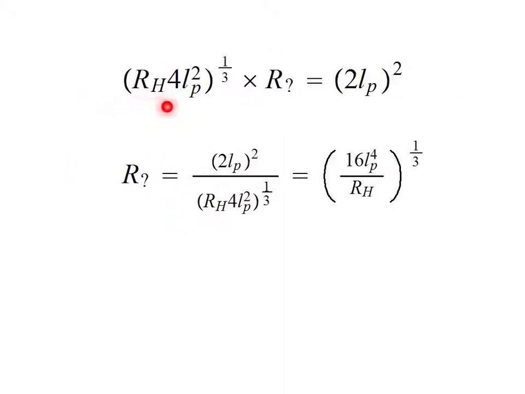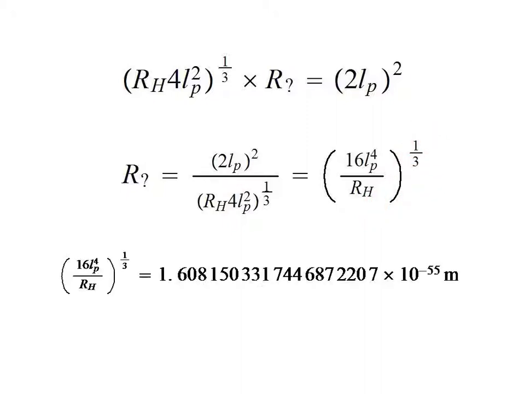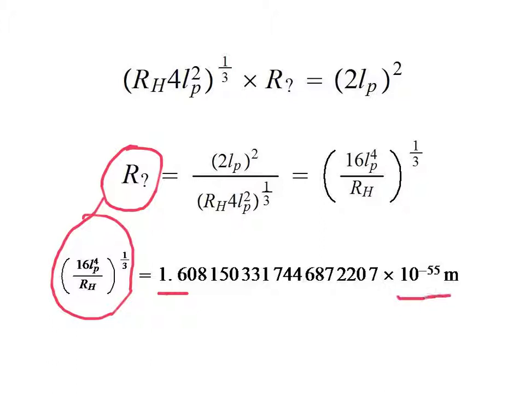Here we take our small energy quantum radius and insert it into a geometric mean relationship. So we multiply the small energy quantum radius times some unknown radius, and it will equal the initial radius squared. Rearranging, we find this unknown radius to be equal to this value here, which is 16 times the 4th power of the Planck length divided by the radius of the hyperverse, and the quantity to the 1/3 power. And we'll work out the value for our unknown radius here. It comes to approximately 1.6 times 10 to the minus 55 meters.